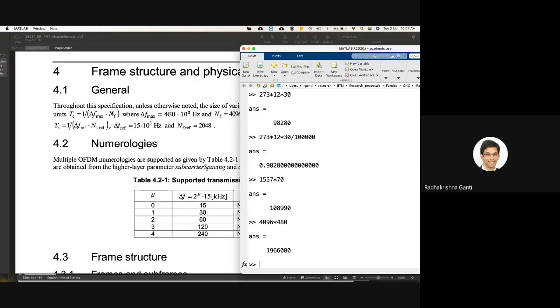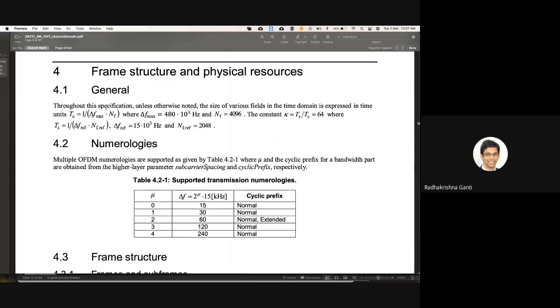So this is the fundamental unit, Tc. Suppose I give you a problem. Suppose I'm using only 4096 subcarriers and I'm using 30 kilohertz subcarrier spacing. My sampling duration will be 1 by this. This is the bandwidth in OFDM, and 1 by bandwidth will be my sampling time. So what is the relation of this time with Tc? If I call this T sample, what's the relation between T sample and Tc?